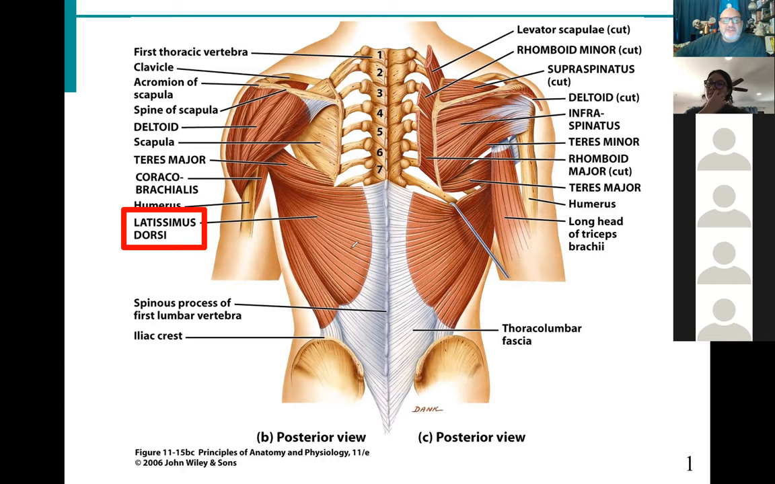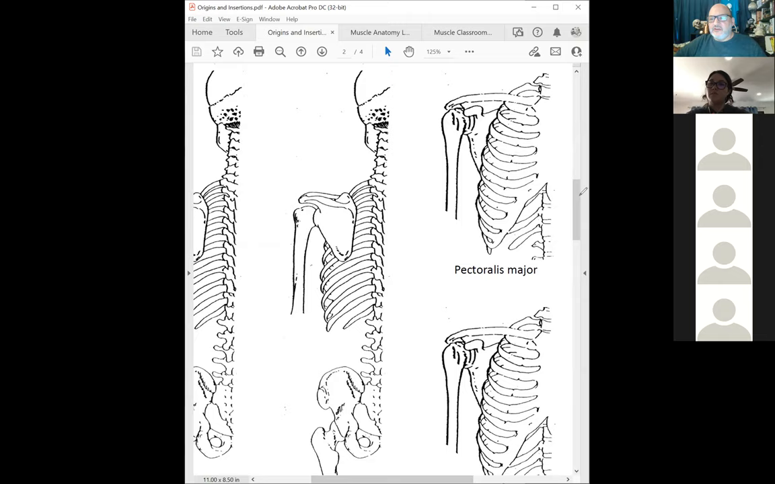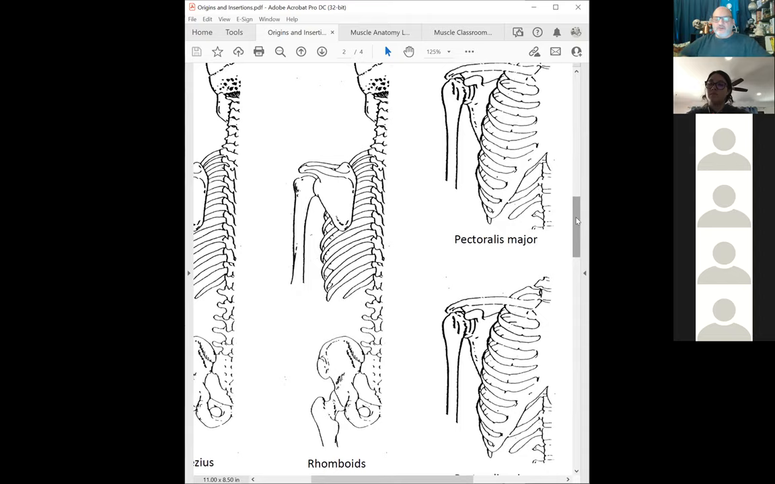So this is one where we definitely want to draw the origins and the insertions. So let's take a look at this and draw our origins and insertions of the latissimus dorsi. Let's start first with the origin. What is the origin of the latissimus dorsi? The thoracolumbar fascia. Okay, which is that big white fascia we know. What else? I can't really draw that, but what else? The spines of the lower six thoracic vertebrae. Okay, so that's T12, T11, T10, T9, T8, and T7.